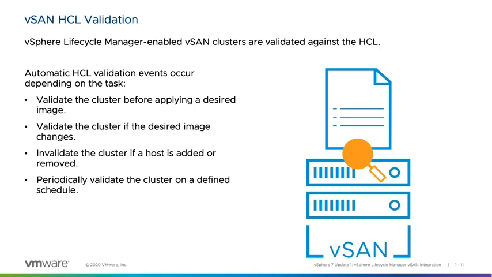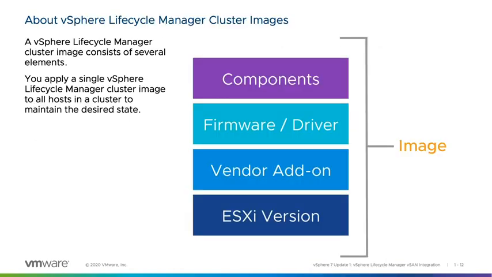A vSphere Lifecycle Manager cluster image consists of several elements. Components are software packages that are logically grouped sets of payload used to install or update ESXi. Firmware and driver add-ons contain updated firmware and drivers that are not included in the base ESXi image. Vendor add-ons are components that contain OEM-defined functionality to add to the ESXi image. And the ESXi version is a set of components created and released by VMware that result in a bootable ESXi image.